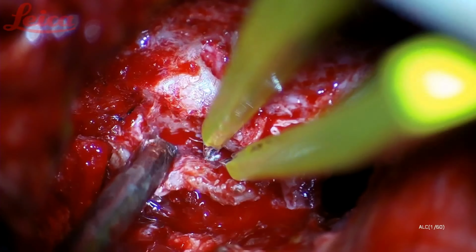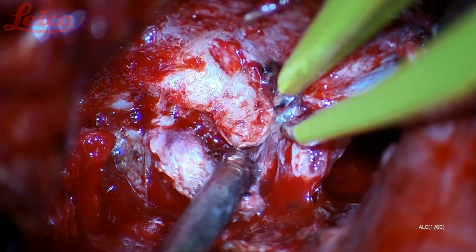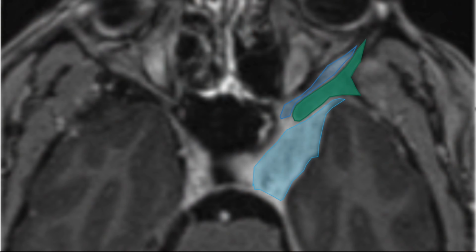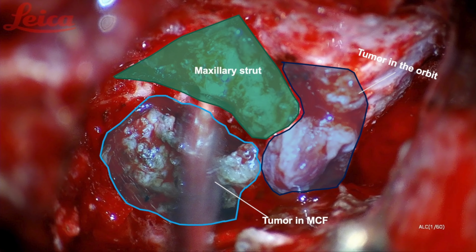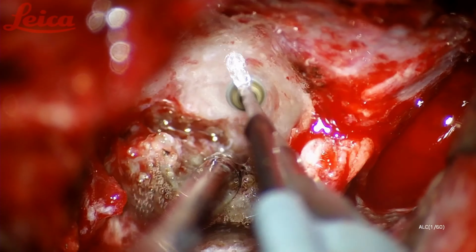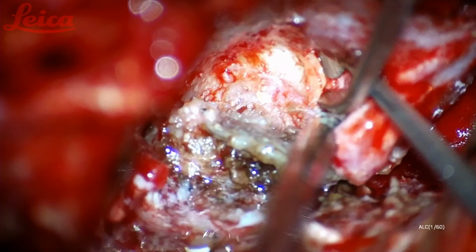At this point, tumor can be devascularized at its intracranial and intraorbital components. In this case, as in other spheno-orbital meningiomas, the maxillary strut stands between the intracranial and intraorbital components. Removal of the maxillary strut is needed to achieve enhancement of the surgical view and tumor resection.